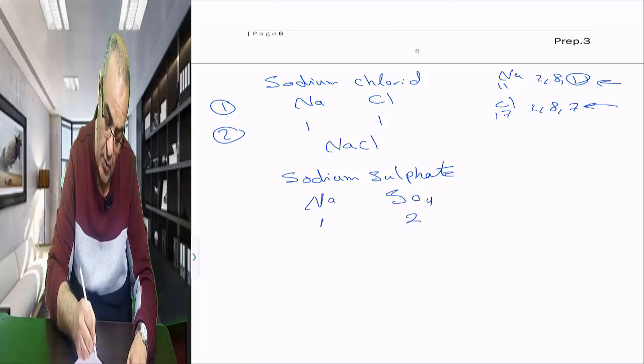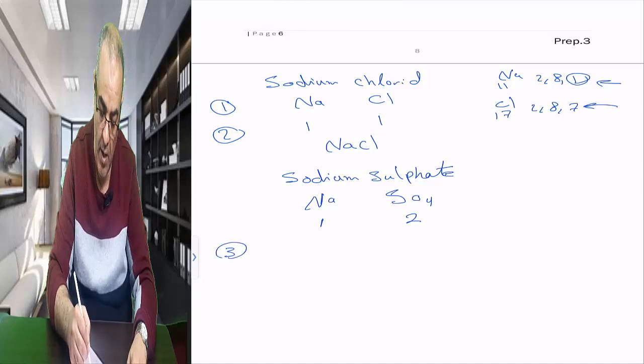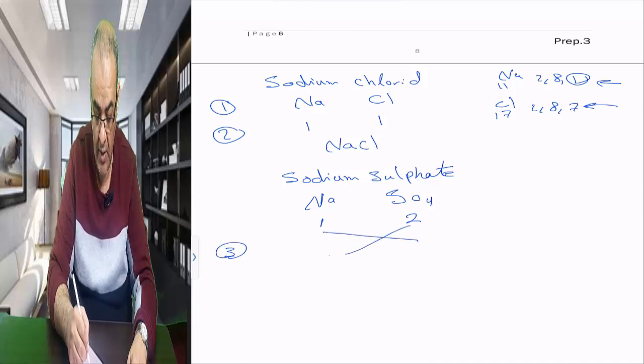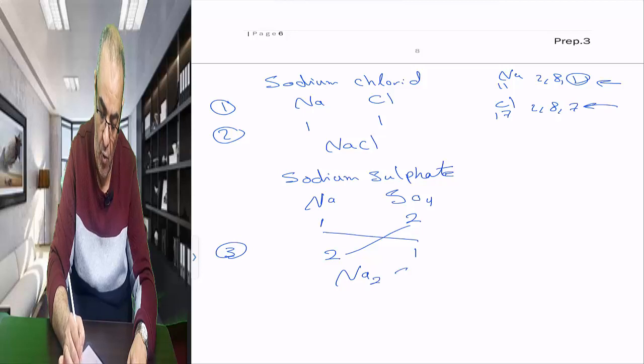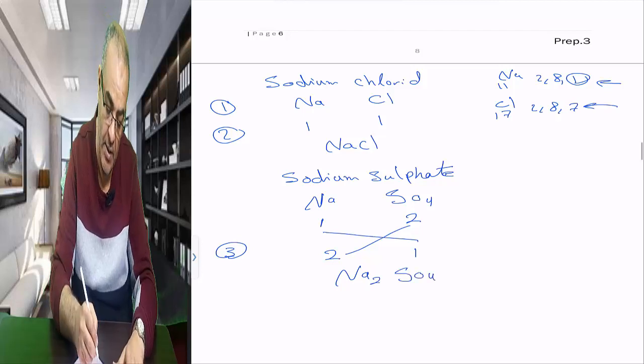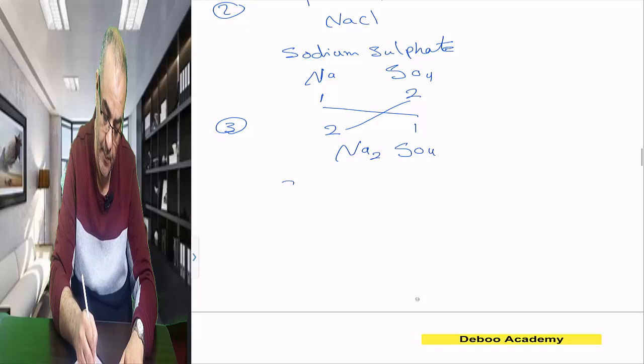Here we have to go to the third step. Cross here: sodium takes 2 and sulfate takes 1, so the formula is Na2SO4. Another example, write copper hydroxide.